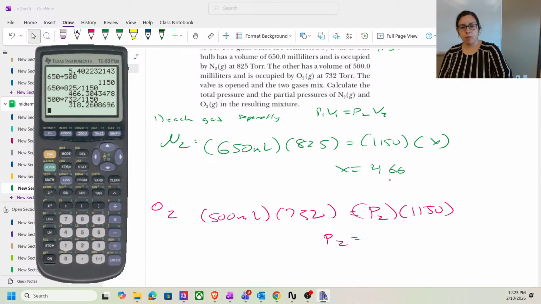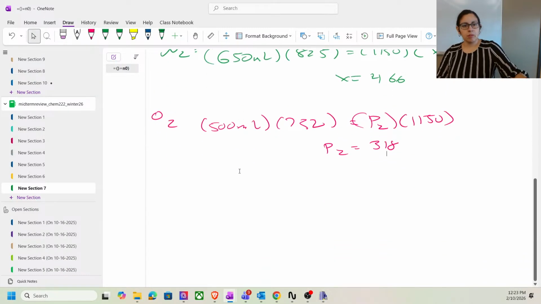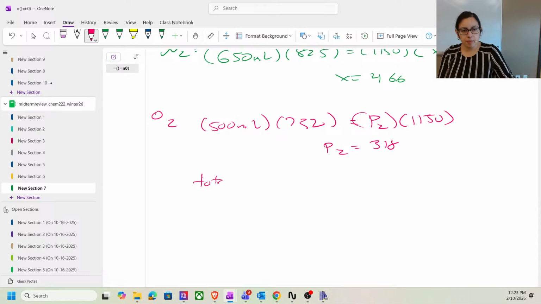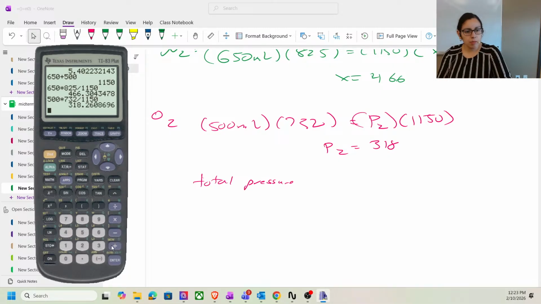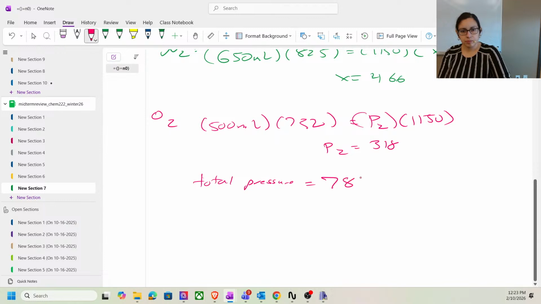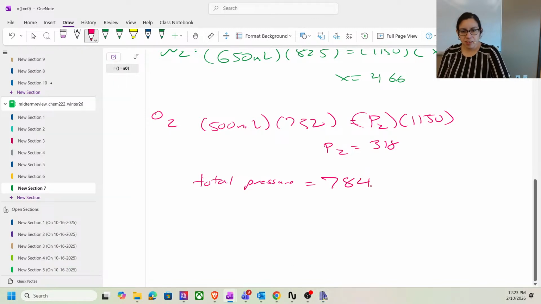So new pressure of about 318. And so then let's calculate our new total pressure. Right, so we found our partial pressure of each. So now new additive pressure. It's about 484 or so torr. Not 484, 784. I don't know why I can't read, sorry. 784 torr.